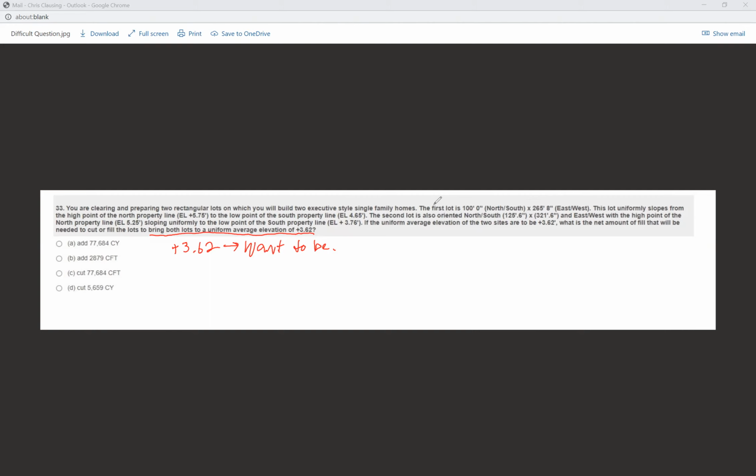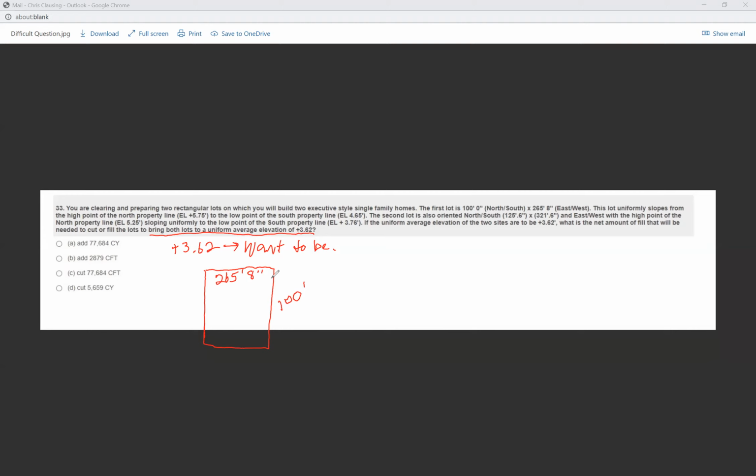So now we're going to pay closer attention to read the question. That's what instructor Dominic always says: read the question. I like to draw out my math problems if I can. I'm a visual person. So we're going to say the first lot line is 100 feet north-south. So that's this dimension, 100 feet. And the other dimension is 265 feet, 8 inches. Okay, 8 inches, not 6. So we got that right.